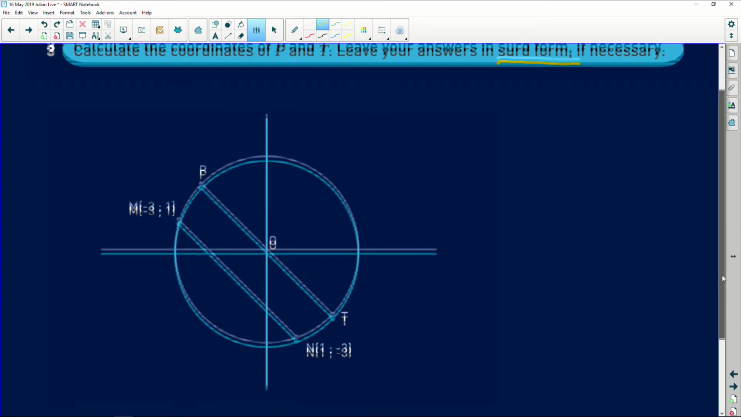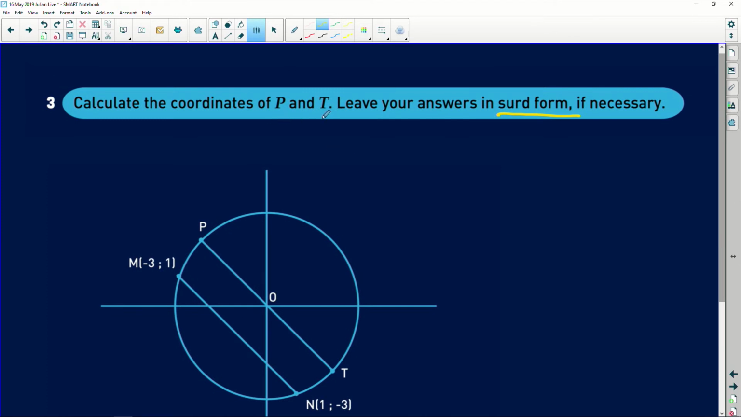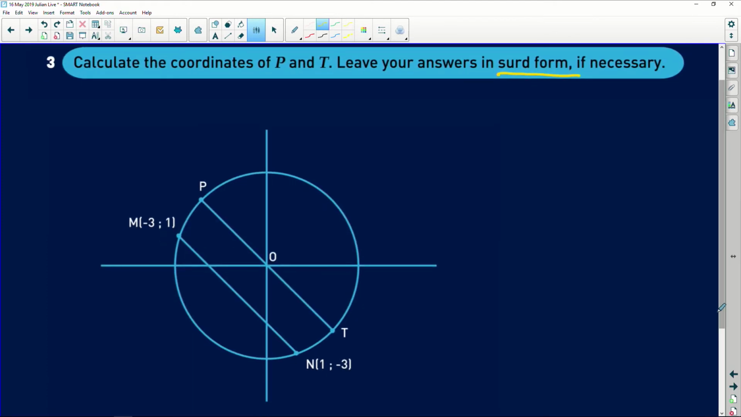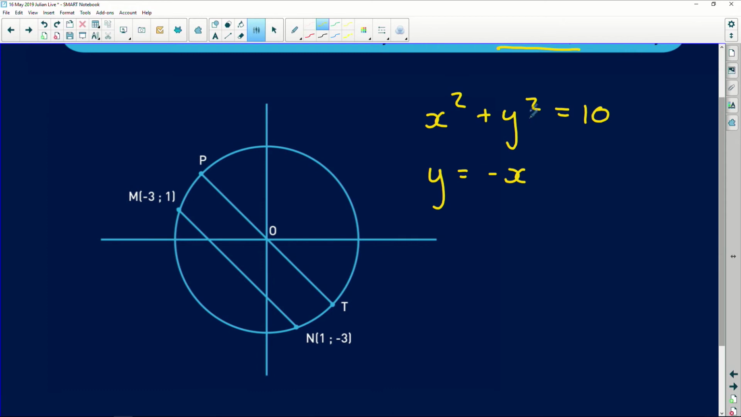So if we do this, we want to calculate the coordinates of P and T. Well, guys, we had our equation for our circle to be x squared plus y squared equals 10. And we also know that y is equal to negative x. If we have a look at our coordinates on our circle and our line, those are 2 points that touch. Now when they touch, guys, it becomes a simultaneous equation. We equate one equation to another equation to try and find those points. So this is what we're going to do. We're going to substitute in negative x for y.